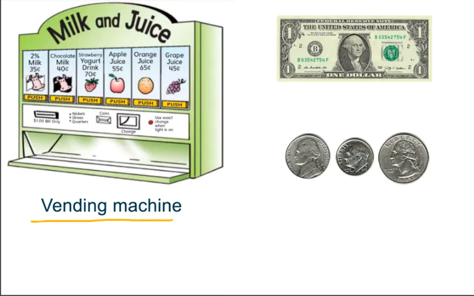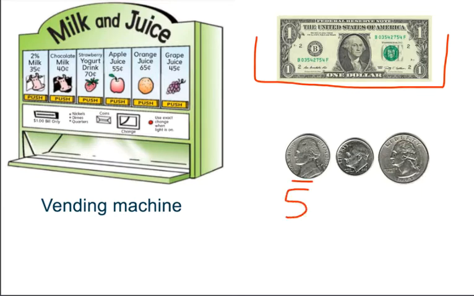You pay for these items with money. What kind of money? Which coins or bills can you use in the vending machine? Well, you use a $1 bill and you use nickels, dimes, and quarters. These are the coins that you use in a vending machine.